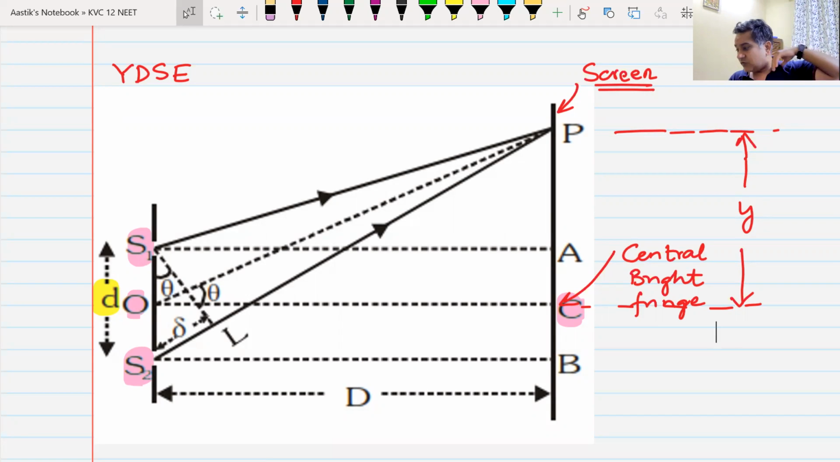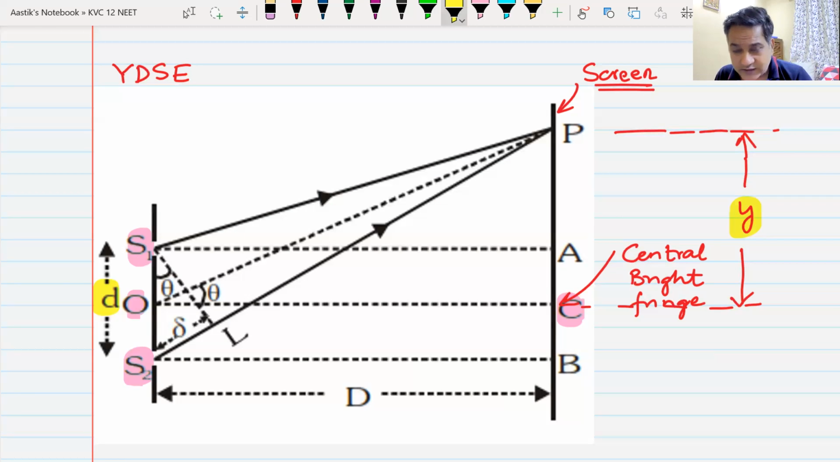So basically what we are supposed to find out is, please remember, at what value of y will you get a dark fringe? At what value of y will you get a bright fringe? Do we understand this? That is the only concern that we have. That is the only thing that we are concerned about in this particular topic, the Young's double slit experiment.